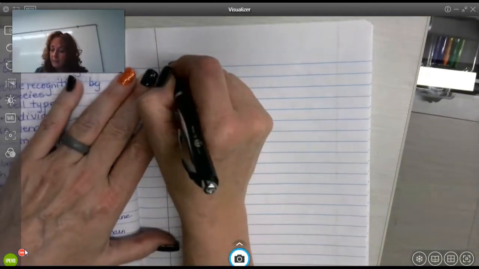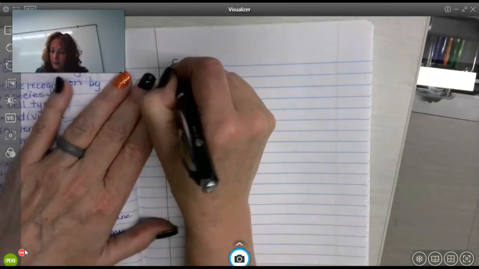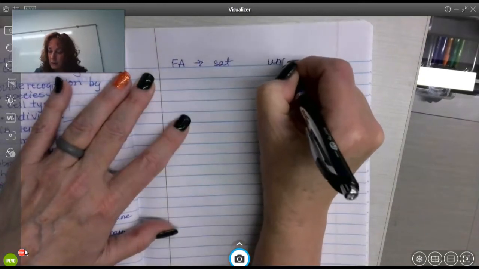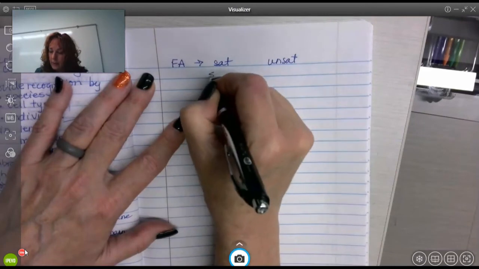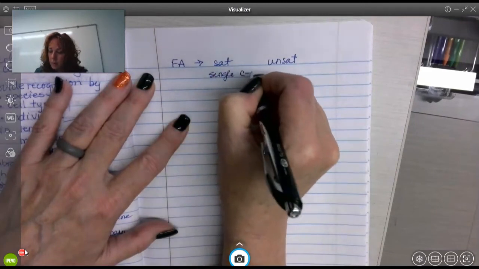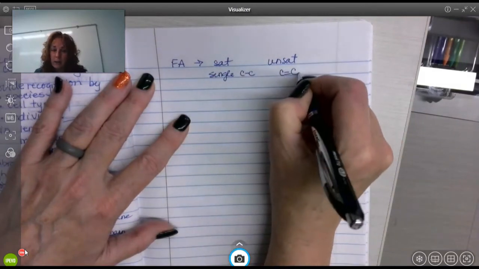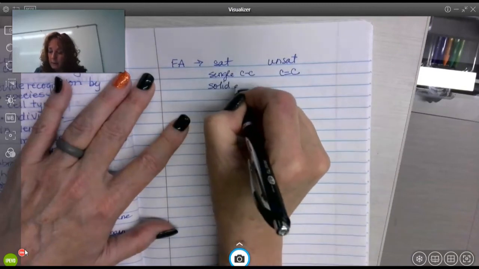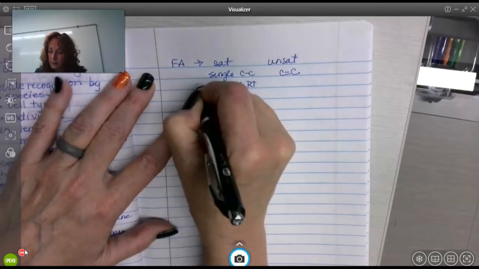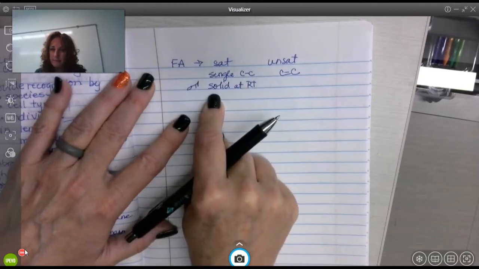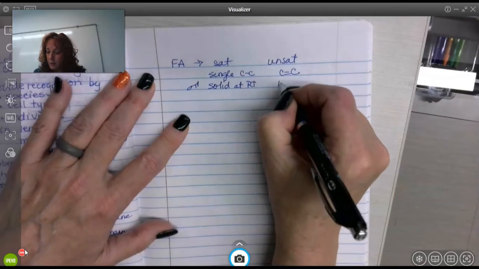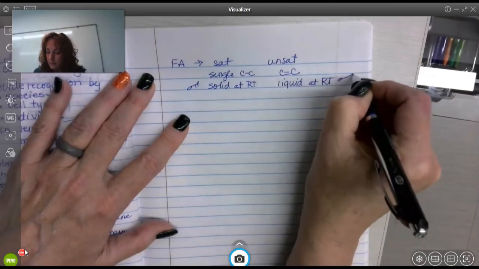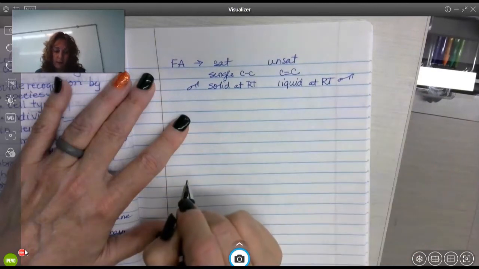When you have, let's just go back through. So you've got fatty acids that are in 2 types. There's saturated and there's unsaturated. Saturated have single carbon bonds. Unsaturated have a double or more. Saturated are solid at room temperature. This is what they're getting at. This is the key. The unsaturated are going to be liquid at room temperature. So that's important. That's the key to everything.